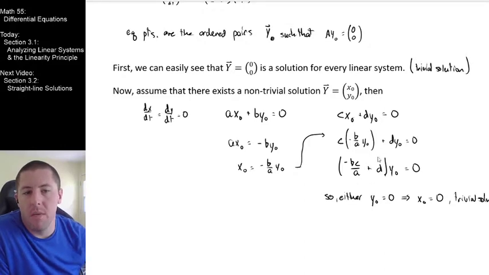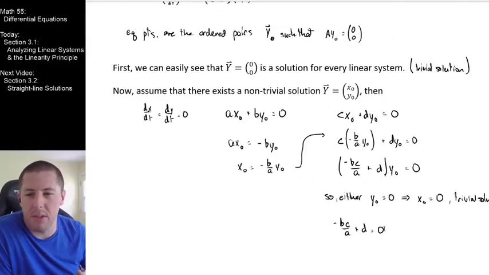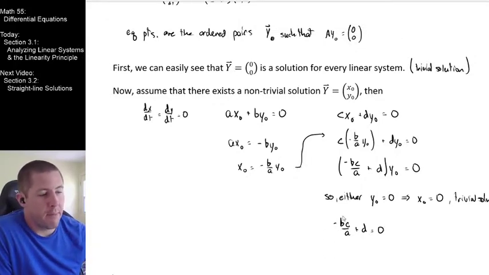So it seems like the only other way that we get a non-trivial solution is if negative bc over a plus d equals 0. Now that just seems like a ridiculous statement for me to make. So I'm going to do a quick bit of algebra right now to rearrange this, and I'm hoping that this looks like something that most of us do recognize here. First thing I'm thinking is I don't like fractions, so I'm going to multiply this whole thing by a.